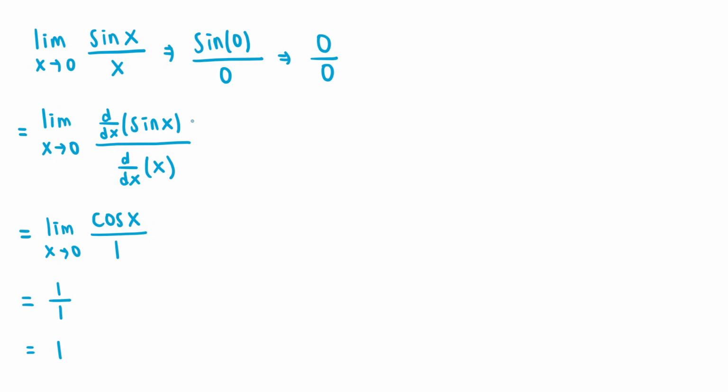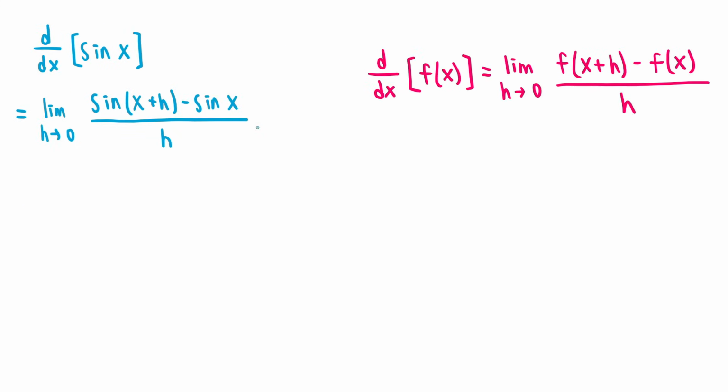To find the derivative of sine of x, we would need to use the limit definition of the derivative. Let's see what happens when we try to find the derivative of sine of x using the limit definition of the derivative. So recall that the limit definition of the derivative is d by dx of f of x is equal to the limit as h approaches 0 of f of x plus h minus f of x over h. If we apply this definition to sine of x, then the derivative of sine of x is equal to the limit as h approaches 0 of sine of x plus h minus sine of x all over h.